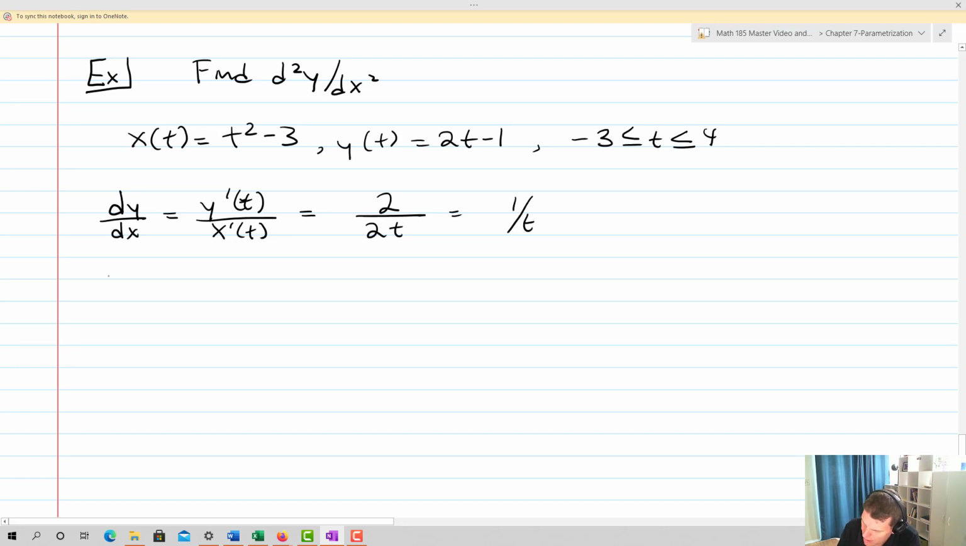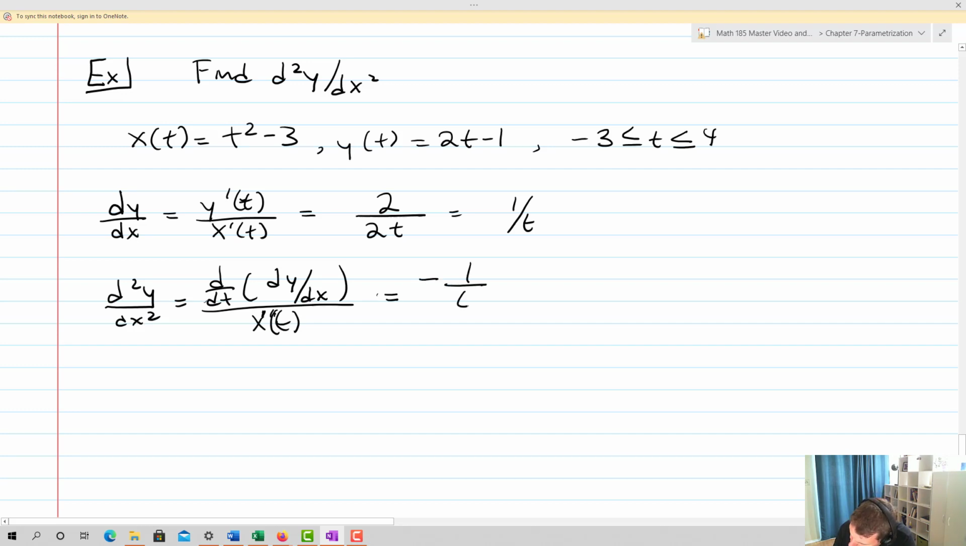So that's dy dx. Now remember that d squared y dx squared is going to end up equaling d dt of dy dx divided by x prime of t. And so we pretty much have this. We know that we have d dt of dy dx. So the derivative with respect to t of 1 over t is going to end up being negative 1 over t squared. And then x prime of t, once again, is just 2t. And so this ends up equaling negative 1 over 2t cubed.